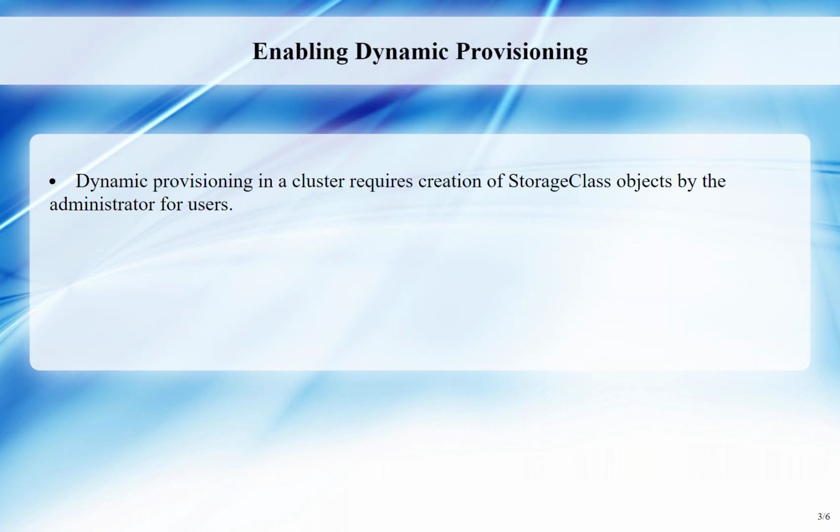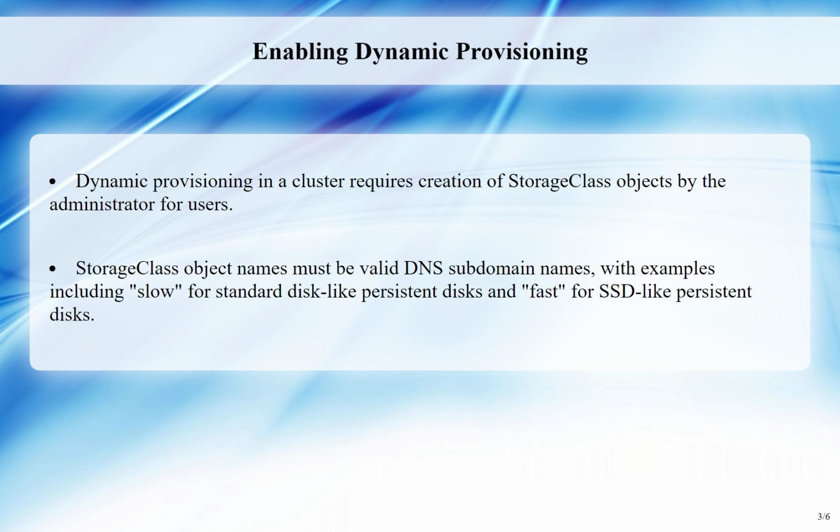Enabling dynamic provisioning. In order to enable dynamic provisioning in a cluster, an administrator must create one or more storage class objects for users. These objects specify which provisioner to use and the parameters to pass to that provisioner when dynamic provisioning is called. The name of a storage class object must be a valid DNS subdomain name. Two examples provided are creating a storage class slow for standard disk-like persistent disks and creating a storage class fast for SSD-like persistent disks.